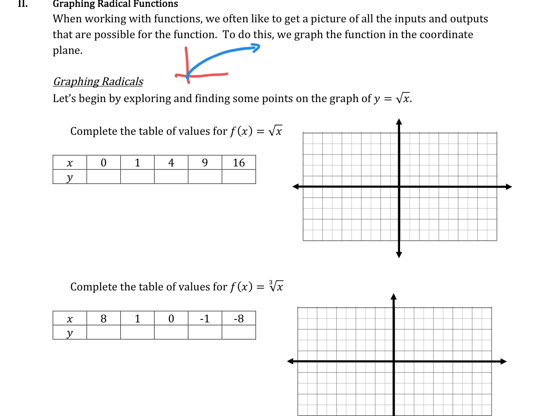That's just f of x equals the square root of x. Now remember, this function notation is the same as saying y equals the square root of x. So f of x is the same as y. And we're going to graph this. We have our x-axis, we have our y-axis, and we're going to make a table of values. Any equation can be graphed using a table of values.